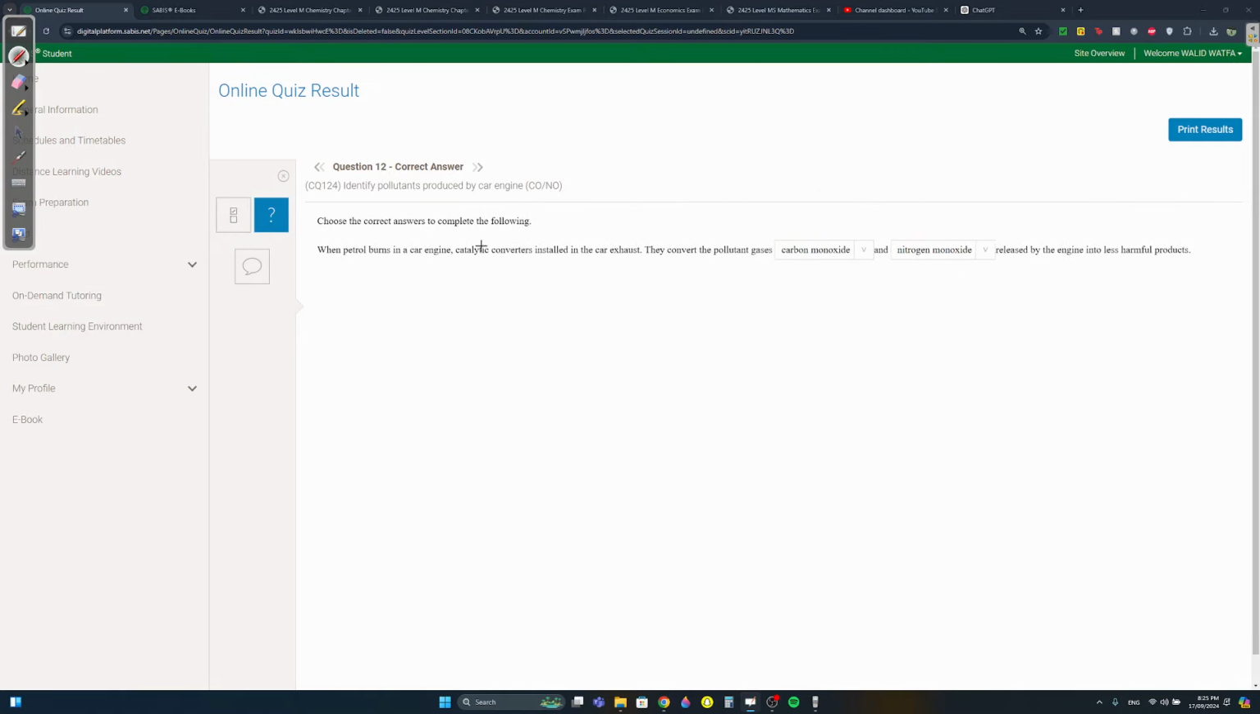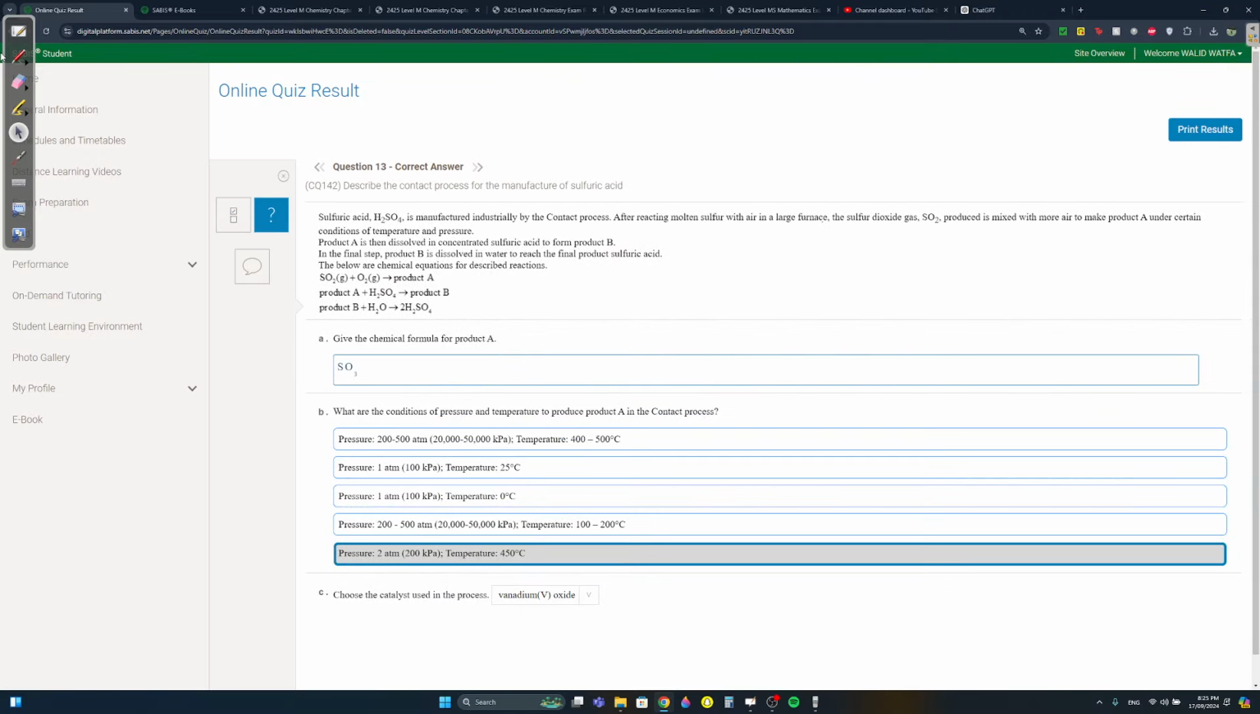Again in a car engine, what are the two things? We put a catalytic converter in a car engine, so they convert the polluting gases that we usually get from the car engine, carbon monoxide, nitrogen monoxide, CO and NO, and they convert it into less harmful products. Again, how they memorize them.